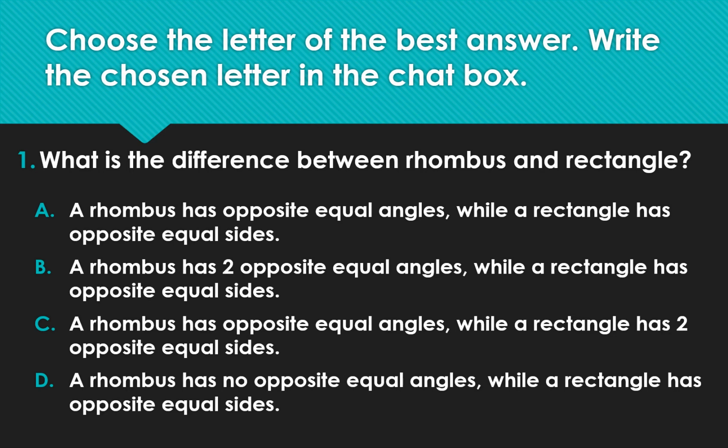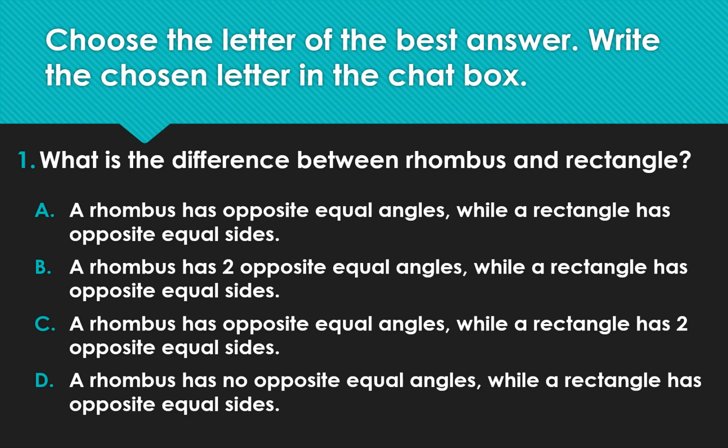Okay, again, for number 1, what is the difference between the rhombus and a rectangle? A: A rhombus has opposite equal angles, while a rectangle has opposite equal sides. B: A rhombus has two opposite equal angles, while a rectangle has opposite equal sides. C: A rhombus has opposite equal angles, while a rectangle has two opposite equal sides. D: A rhombus has no opposite equal angles, while a rectangle has opposite equal sides.